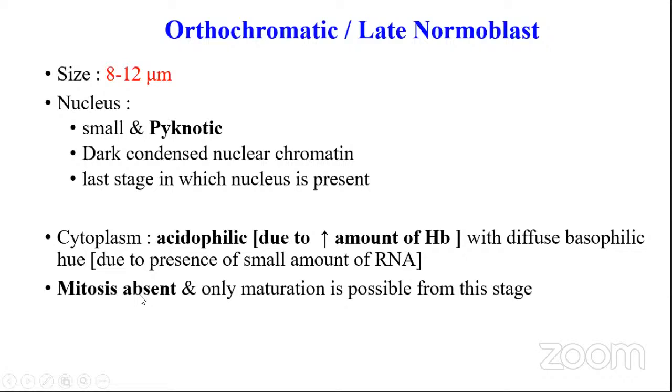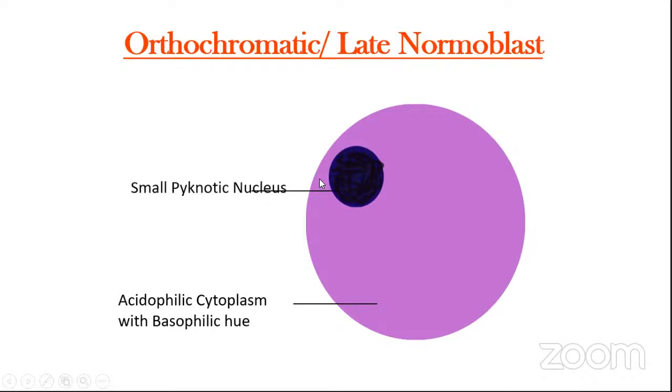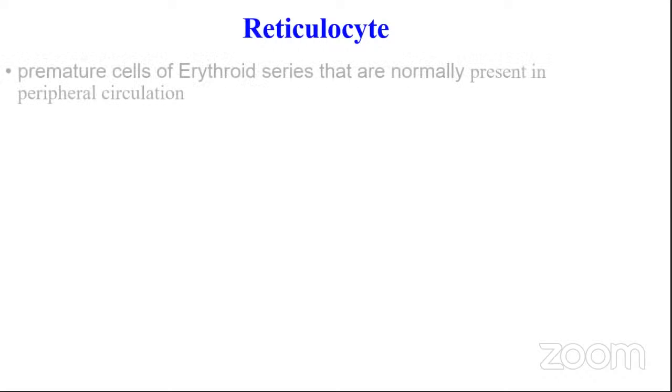So this was another question that was asked. In the late normoblast stage of erythropoiesis, the mitosis is absent and only maturation is possible from this stage. From here there is no mitosis, only the maturation phase begins. So this is the diagram: acidophilic cytoplasm with small basophilic hue, and a small pycnotic nucleus with densely condensed chromatin.